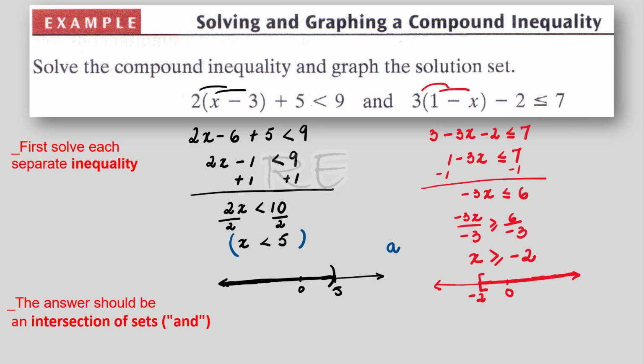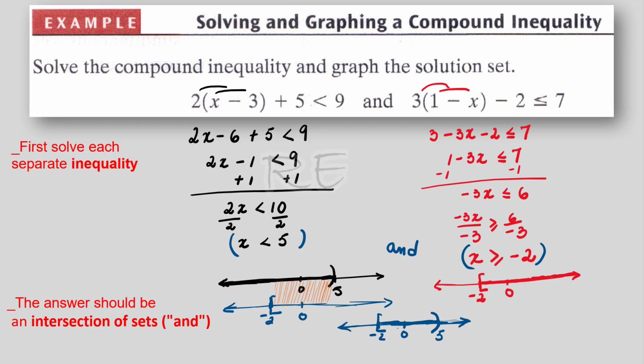Our answer should be an intersection of sets. This is an AND statement. So we're going to take all the values that overlap, and the values that we are taking will be between negative 2 and 5. Negative 2 is included and 5 is not included.